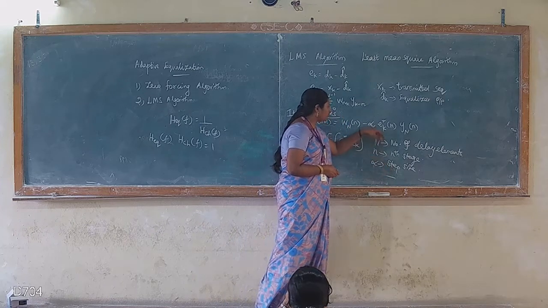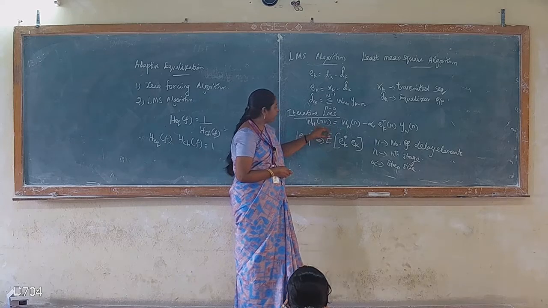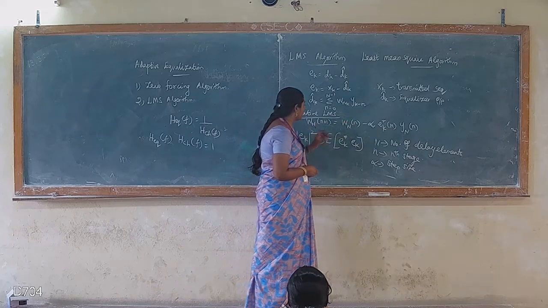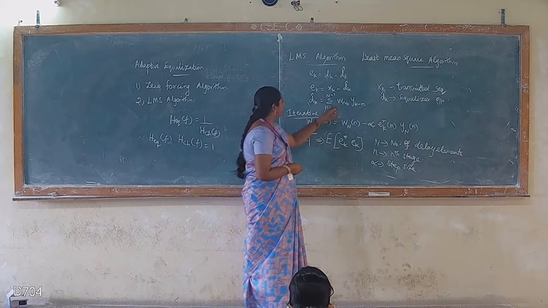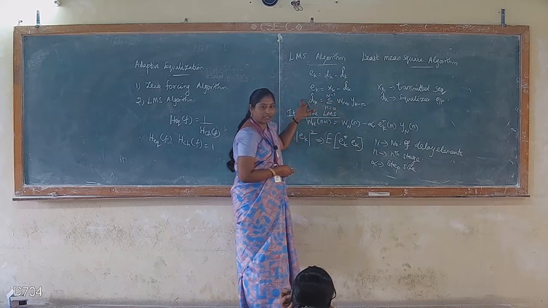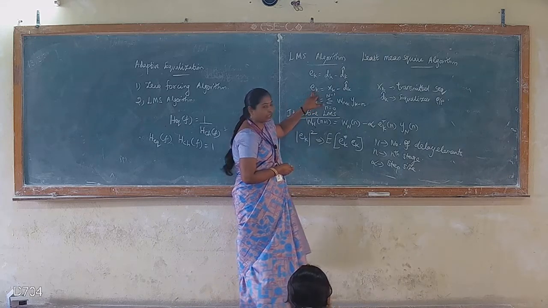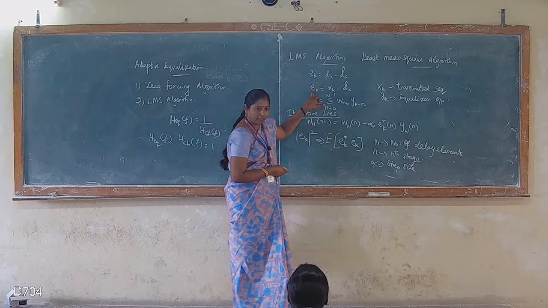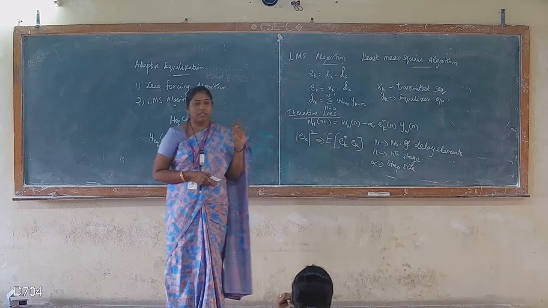If you vary the alpha value, you can vary the updated weight. This is the formula we apply to calculate the updated weight. This updated weight we apply here and we can vary the dk cap. If you vary the dk cap, what about the error? The error also we can vary. Clear? So the main objective of the LMS algorithm is to minimize the mean square error.